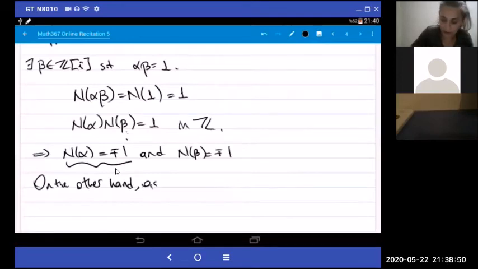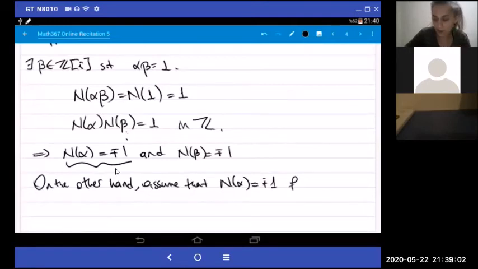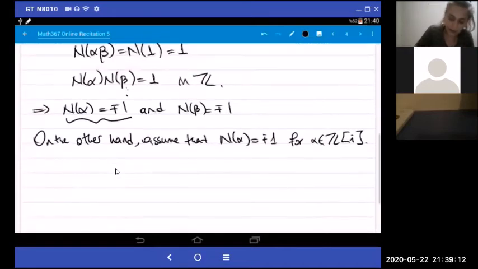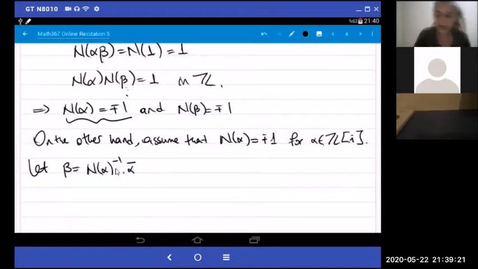Now, on the other hand, assume that the norm of alpha is equal to plus or minus 1 for alpha in Zi. Now we have to find a multiplicative inverse to this element. I'm going to set an element. Let beta be equal to the norm of alpha inverse times alpha conjugate, the conjugate of alpha.